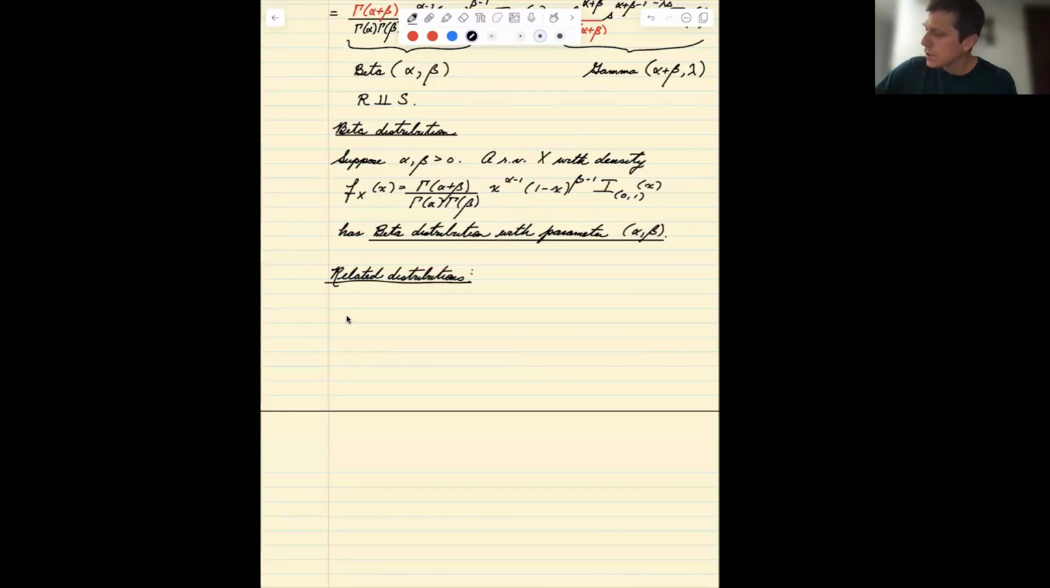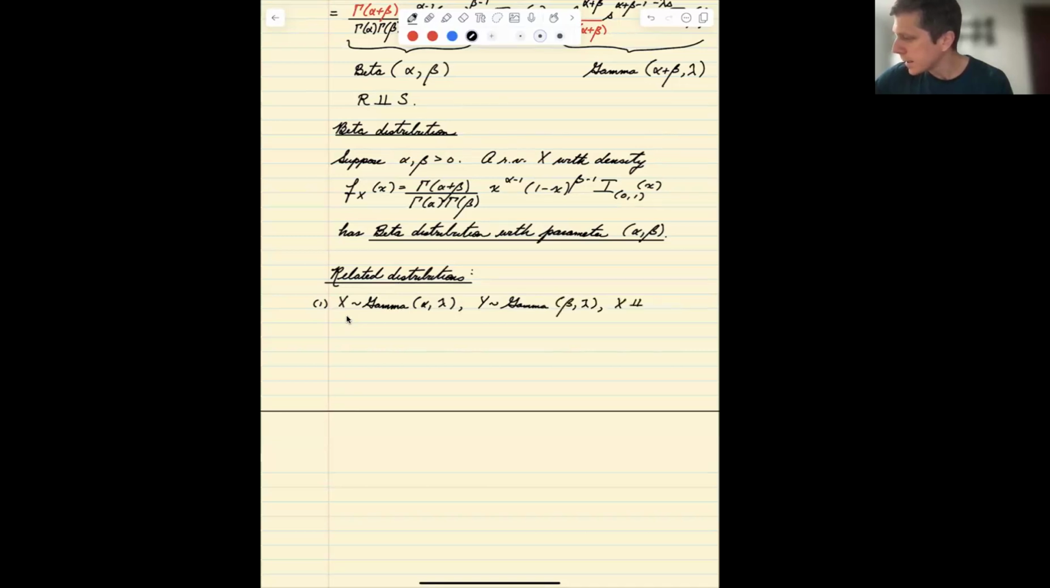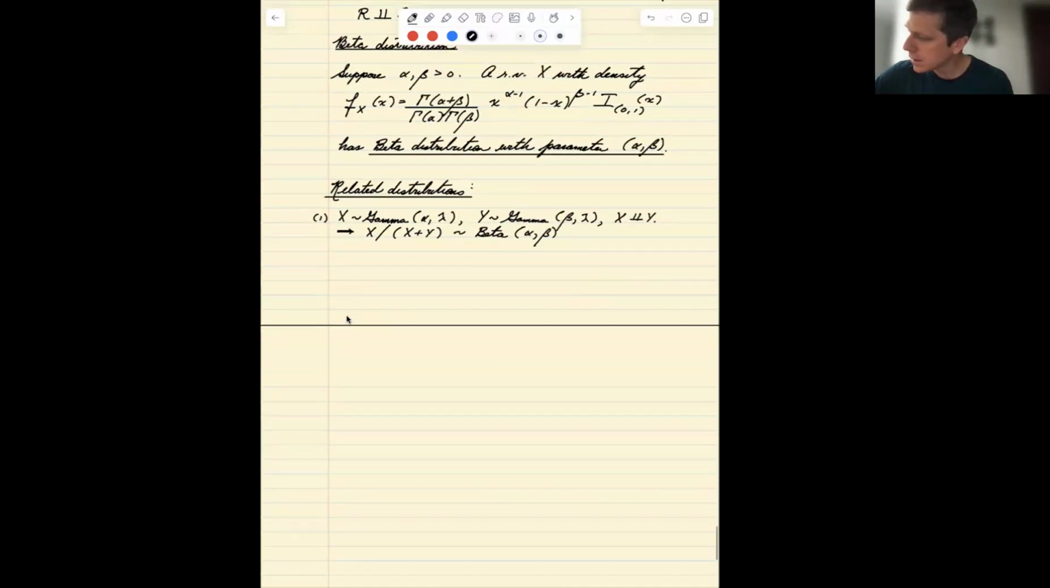Okay. So first of all, number one, as we've already seen, but an important consequence, is that if X is gamma(alpha, lambda), Y is gamma(beta, lambda), and X is independent of Y, then we've already shown that X divided by the sum of X and Y is beta, and the parameters are the shape parameter of X and the shape parameter of Y.